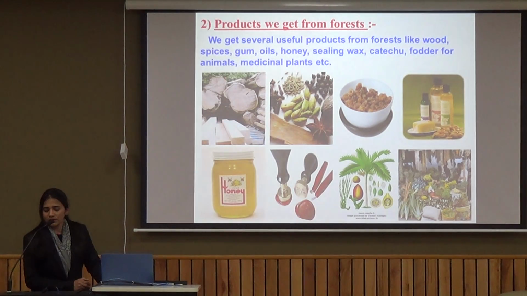Now we get several useful products from forest like wood, spices, gum, oils, honey, sealing wax, fodder, etc. Now we can see that the honey we do not get from the plants but from the honey bees, and we see that we get many of the spices from the forest.